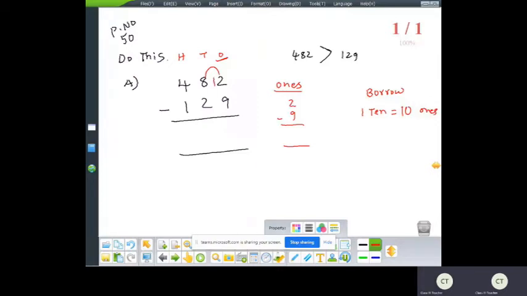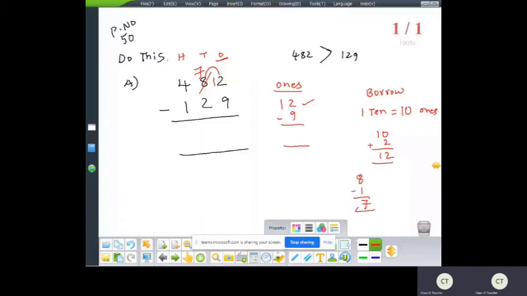Now we got 10 ones. Already 2 ones are there. 10 plus 2 is equal to 12. And from tens, the digit is 8. From 8, we took 1 ten as borrow. 8 minus 1 is equal to 7. This is 7. After borrow, 8 becomes 7.